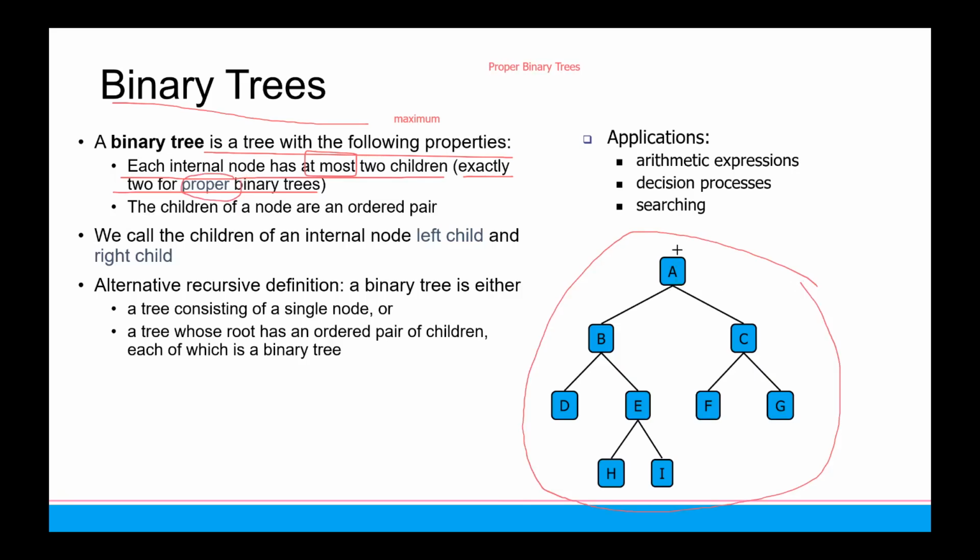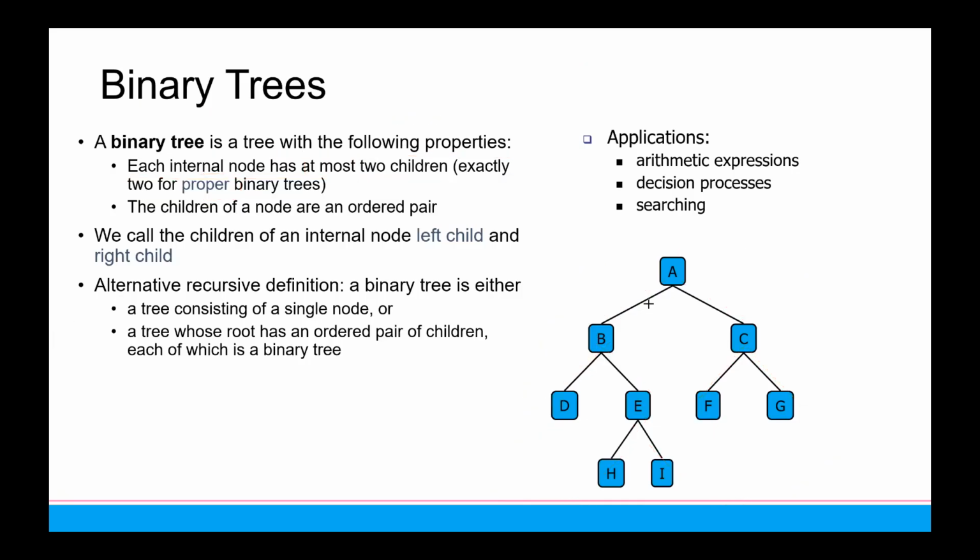Because here we have two children. Here we have two children. Here we have two children. Here we have two children. So every one of these has two children. Let's say if we have this one with one child, then this is not proper. So exactly two for proper binary trees. This is an example of a proper binary tree.